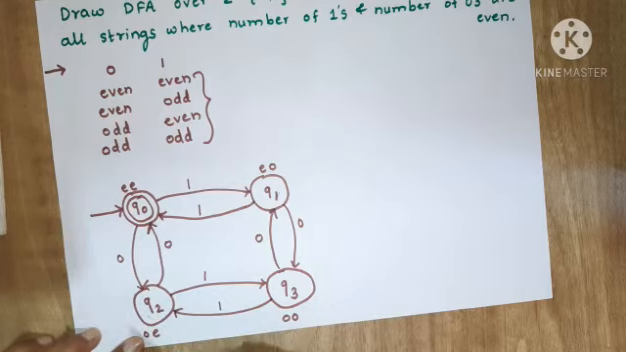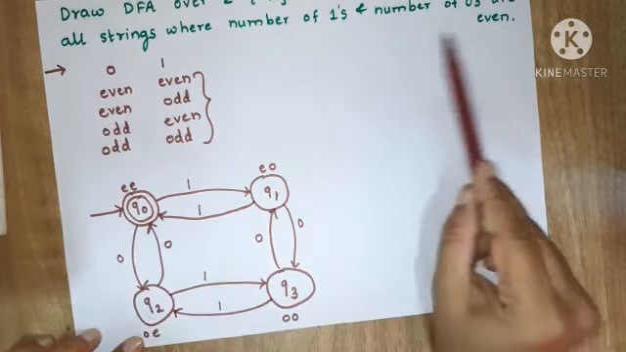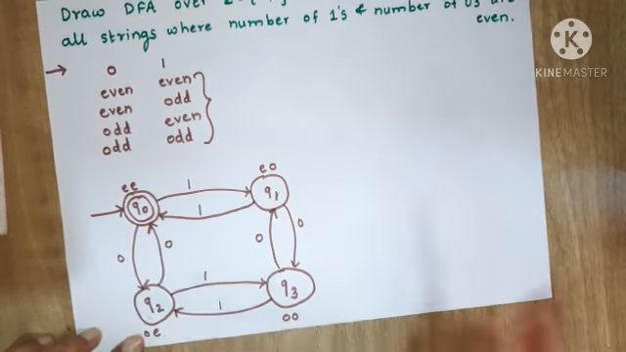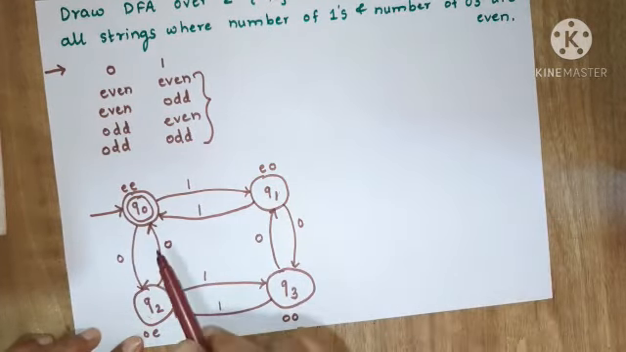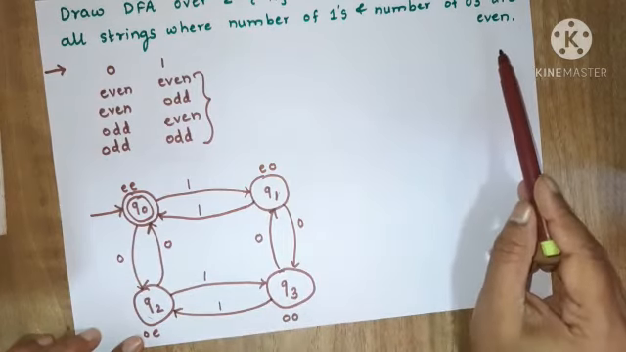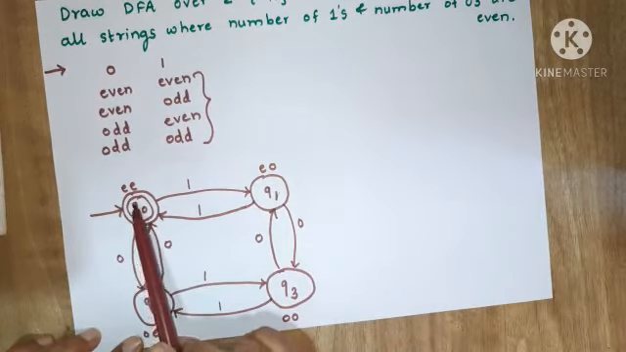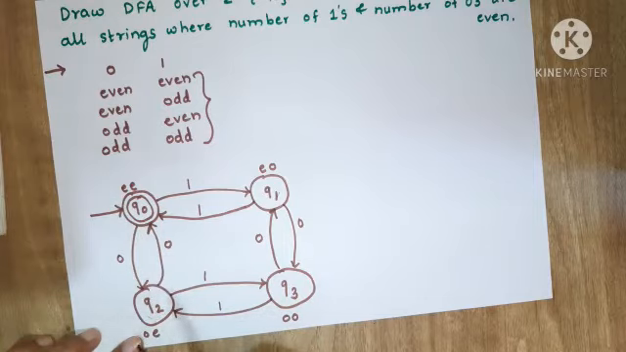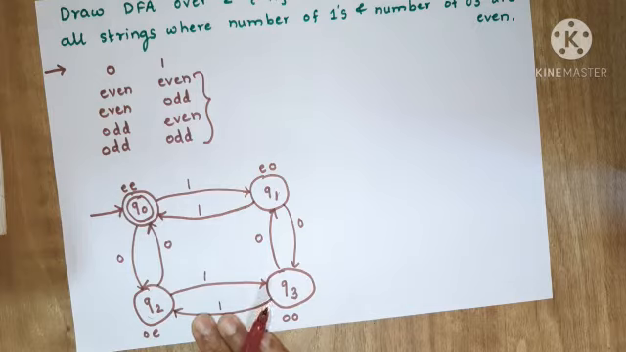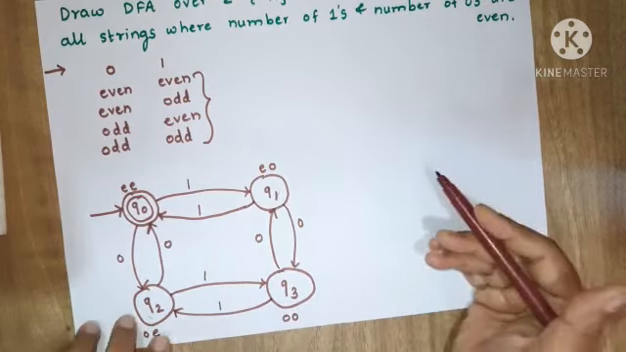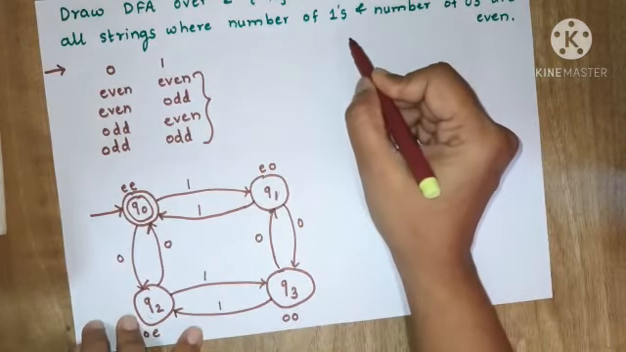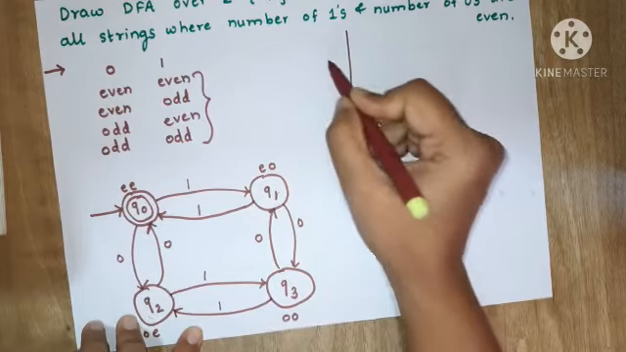become your final state. So depending on whatever is given in your problem, your final state will be changing. So here we have asked for even number of zeros and even number of ones, and that's why Q0 is our final state. So this is a DFA for even number of zeros and even number of ones. And now from this you can draw the state transition table.